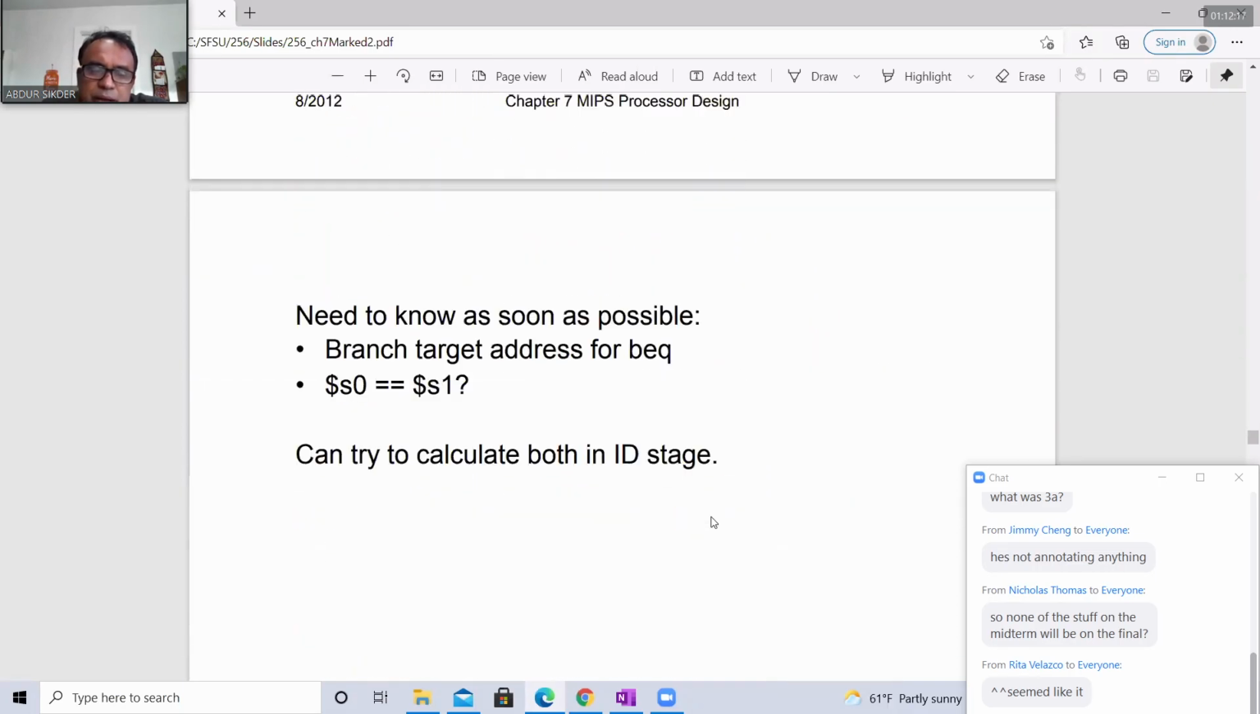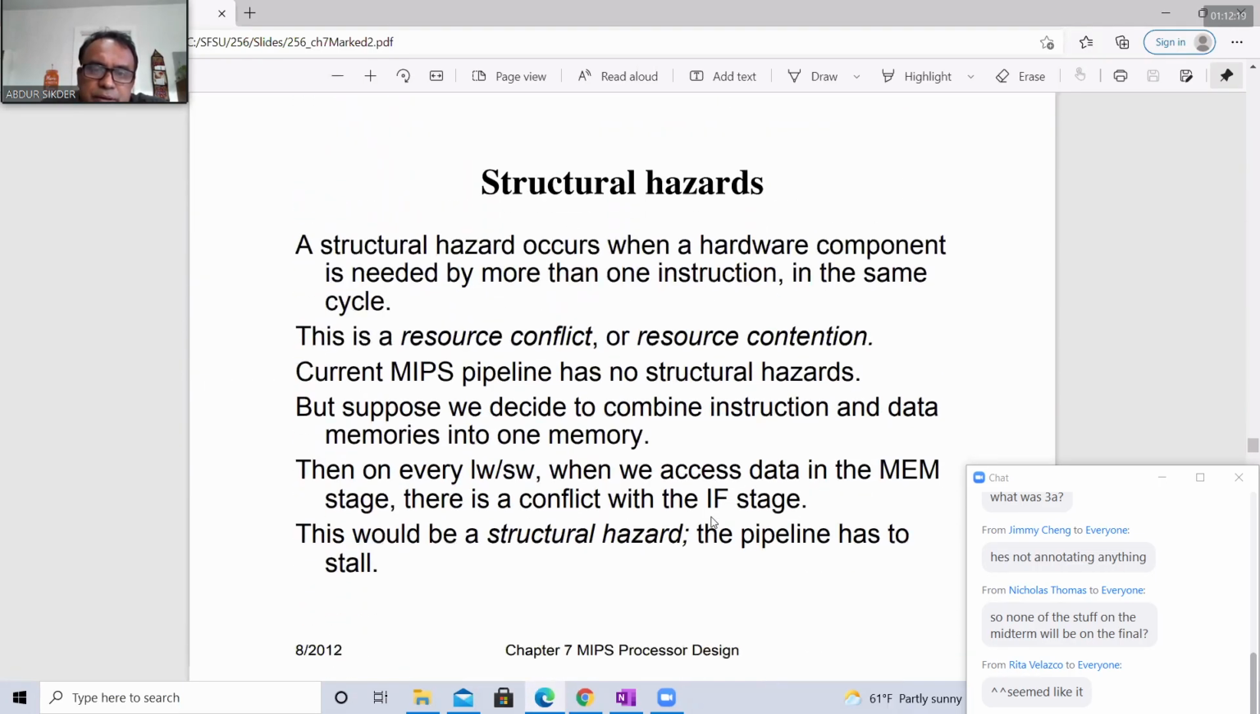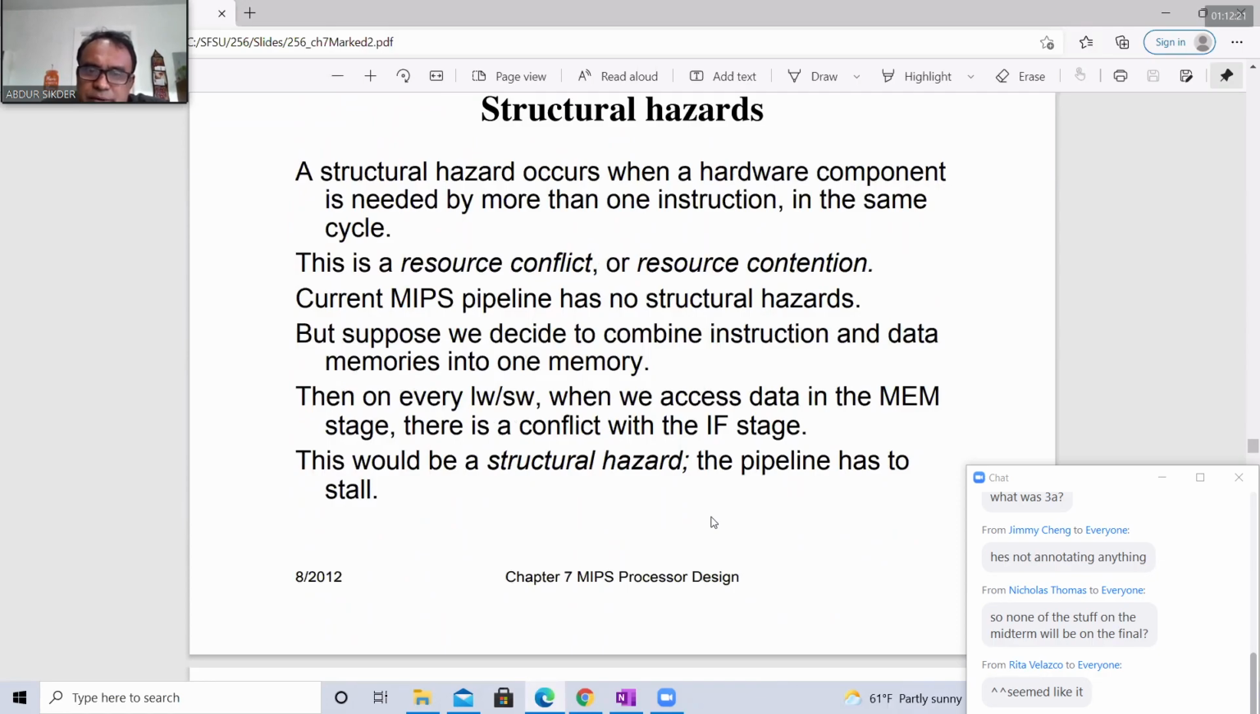And then I have another hazard, the structural hazard. The structural hazard occurs when a hardware component is needed by more than one instruction in the same cycle. So this is a resource conflict. The same resource cannot be used at the same time by two instructions. So you have to wait for one to finish and then move on.